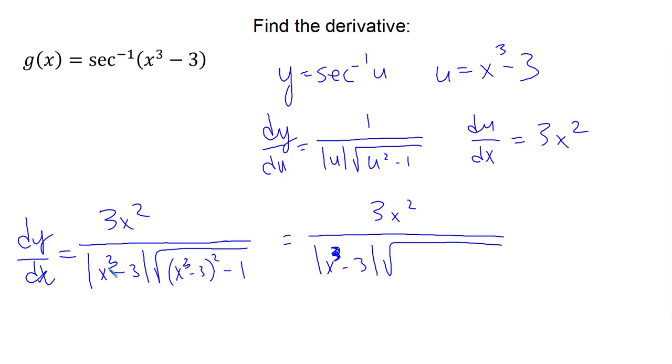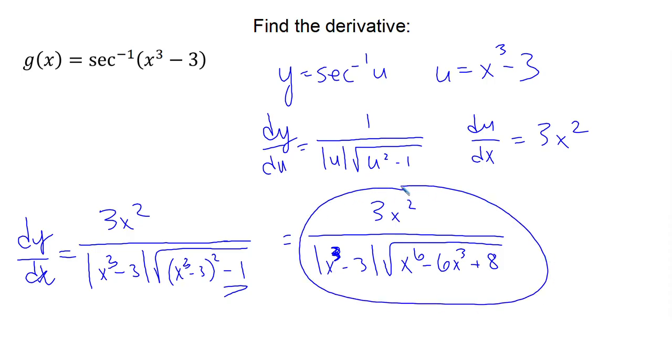So we'll distribute out the x cubed minus 3. Right? (x cubed minus 3) squared should be x to the 6th, and then minus 6x cubed, and then plus 9. And then if we have a plus 9 with a minus 1, that'll be a plus 8. And that should be our final answer there.